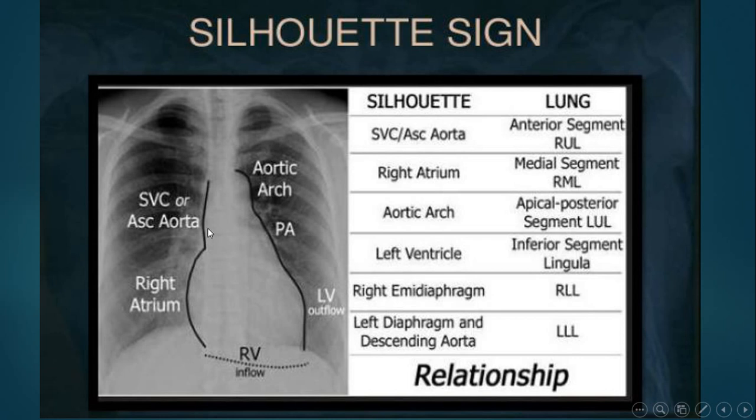Okay? If the right atrium is silhouetted, this is the medial segment of the right middle lobe, because the right middle lobe has two segments, the medial segment here and the lateral segment here. The medial segment is silhouetted, is involved. If the aortic arch is silhouetted, then there is an apical posterior segment left upper lobe. If this is silhouetted, then the apical posterior segment of the left upper lung lobe is involved, is consolidated, it's abnormal. Okay? What about the pulmonary artery?